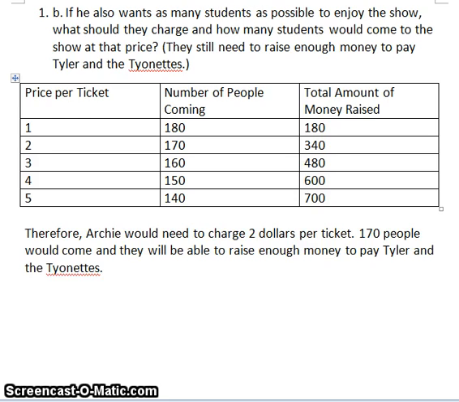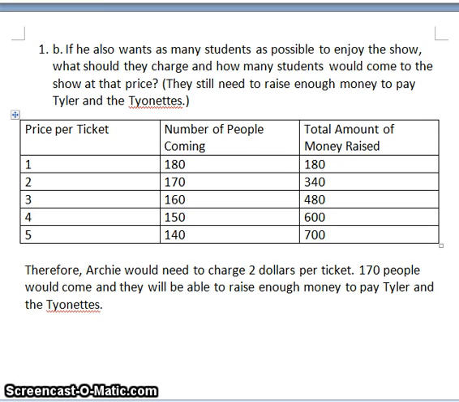Therefore, Archie would need to charge $2 per ticket. 170 people would come, and they will be able to raise enough money to pay Tyler and the Tyanettes.